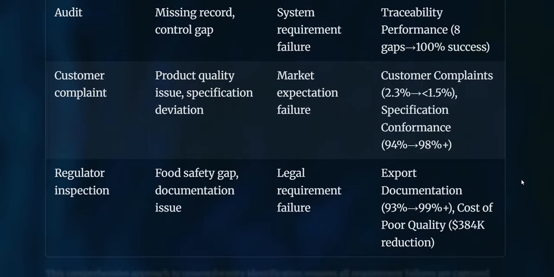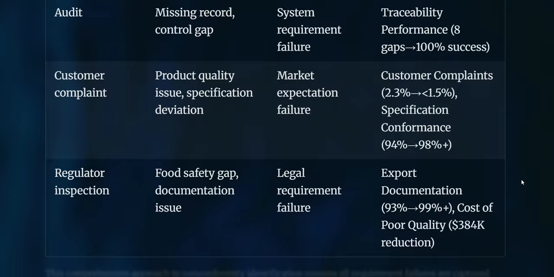The fourth source of nonconformity is customer complaints. Examples of nonconformity include product quality issues and specification deviations. It counts as a nonconformity because market expectations have failed, and the objectives that will be affected include customer complaints reduction and specifications conformance enhancement.